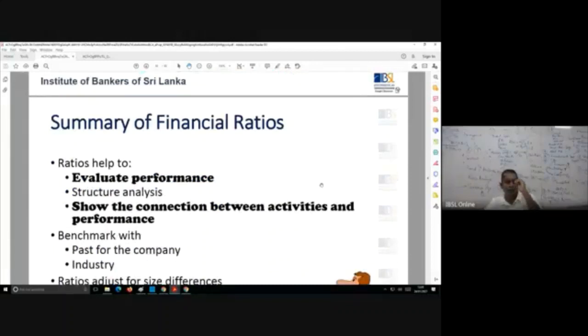So it is a summary of financial ratios. They evaluate performance, as we discussed: how liquid the company is, how efficient the company is, and how the financial structure of the company is. Evaluate the performance, do structural analysis, and show the connection between activities and the performance. Collection and the performance is data collection.